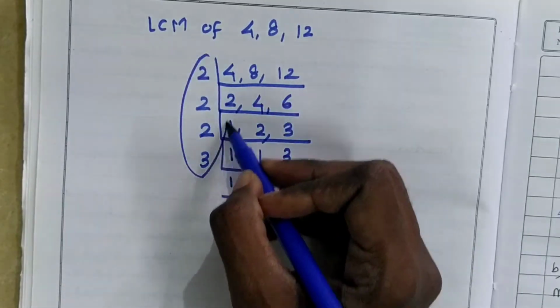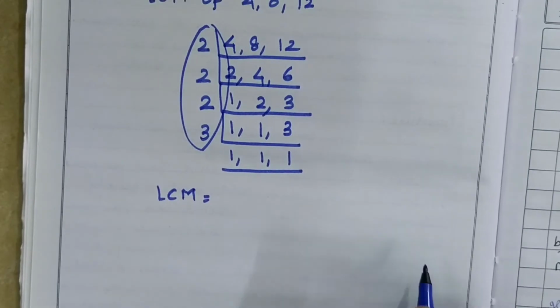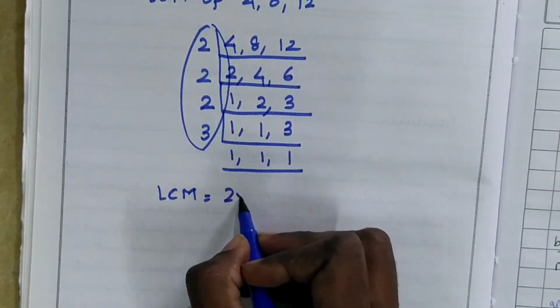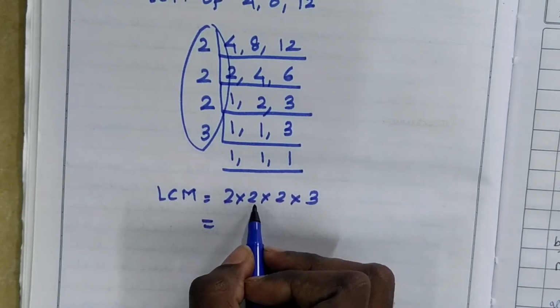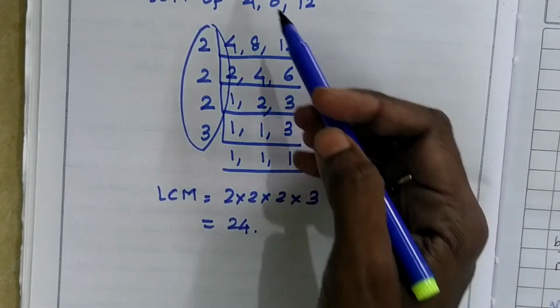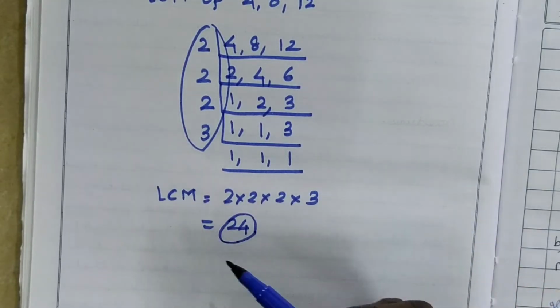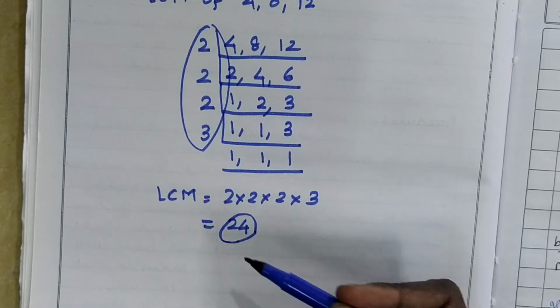So now you have to multiply all these. Always LCM will be highest, but HCF will be lesser than these numbers. Now you see 2 into 2 into 2 into 3. 2 2s are 4, 4 2s are 8, 8 3s are 24. So in the 3 table the 24 will come. Many numbers will come, the lowest multiple is 24. So LCM also we have to find in this way only.